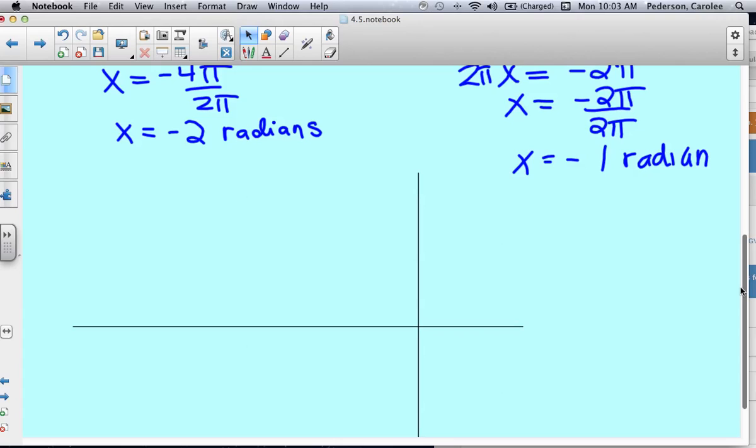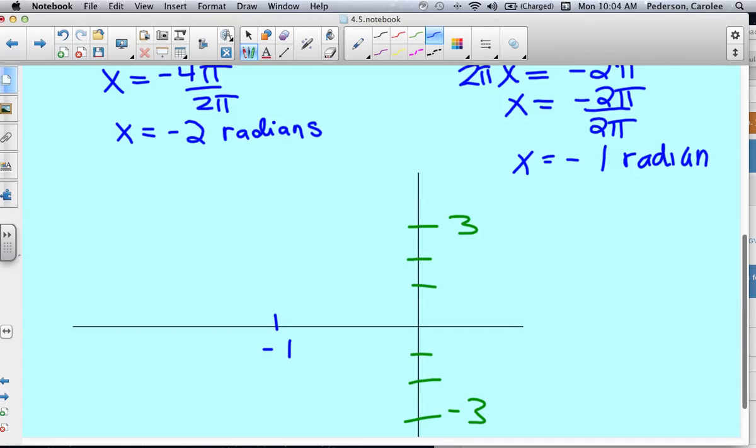All right, now let's go and graph it. So what was our amplitude? 3. Okay, so we're going to go 3 up, 3 down, and our left endpoint on the x-axis is negative 2 radians. So we're going to go to the left. So here's negative 1 radian, here's negative 2 radians.